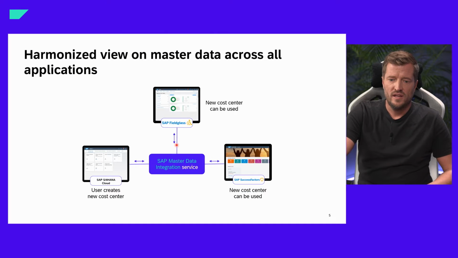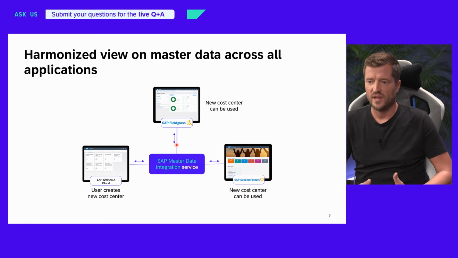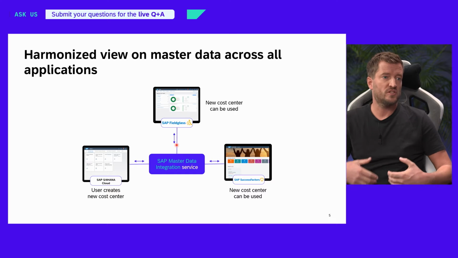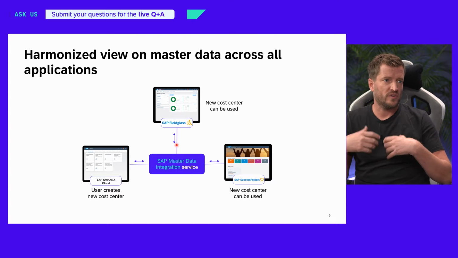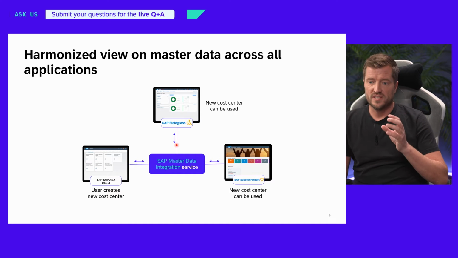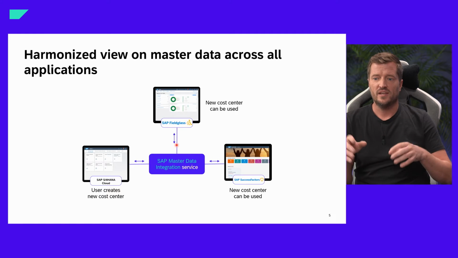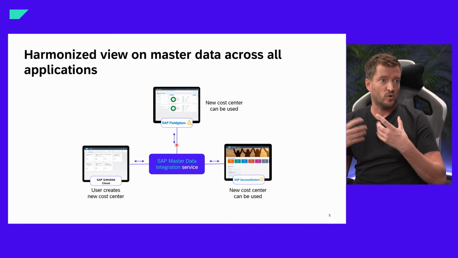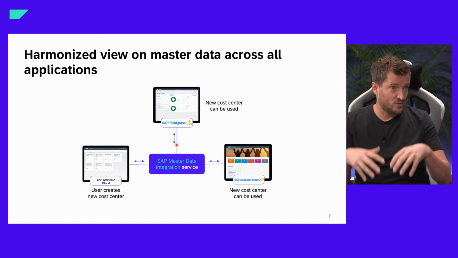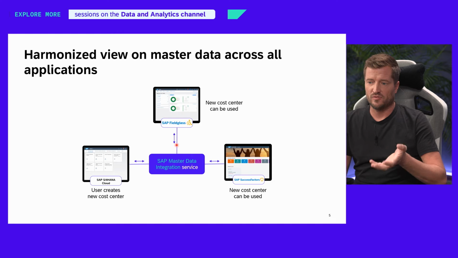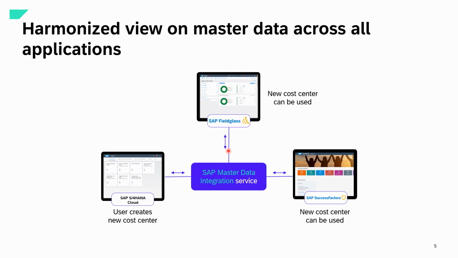So, to see how this looks in practice, let's have a look at this example here. SAP Master Data Integration Service follows a so-called hub and spoke model, meaning it is a central integration point which is available for the applications to integrate with. What you can see on this example, on the very left side, there's an SAP S4HANA Cloud creating a cost center and sending this cost center object to the service. SAP Fieldglass and SAP SuccessFactors, what we call the downstream clients, are basically retrieving the data from the service. In this case, they retrieve a copy of the cost center object.